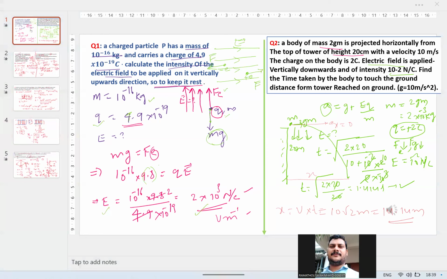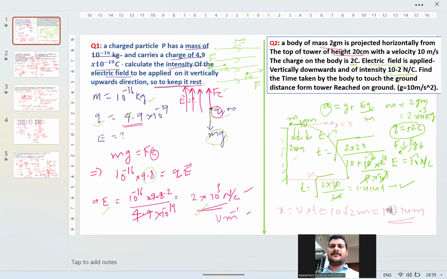We come to the next question. A body of mass 2 grams is projected horizontally. Here the 2 gram particle is projected horizontally from the top of a tower. The height of the tower is given as 20 meters. This 2 gram mass has a charge of 2 coulombs, and an electric field is applied in the downward direction.